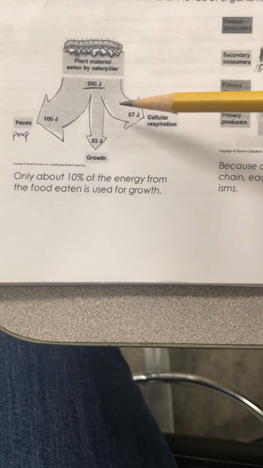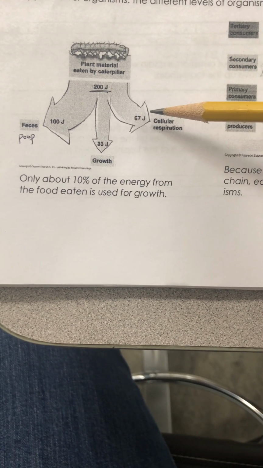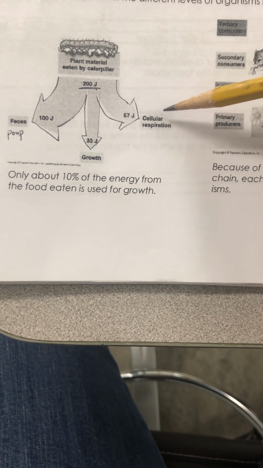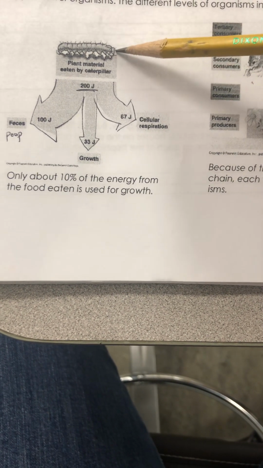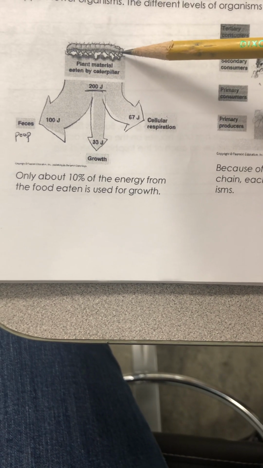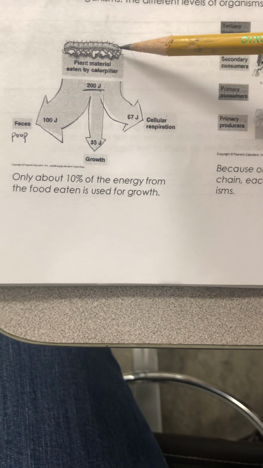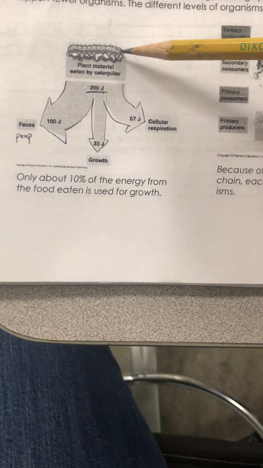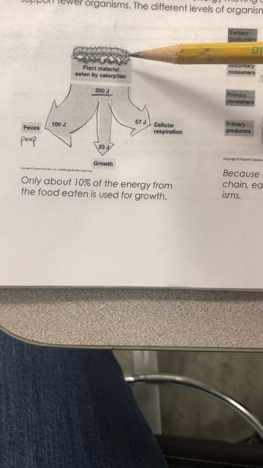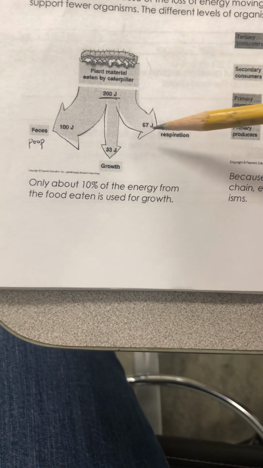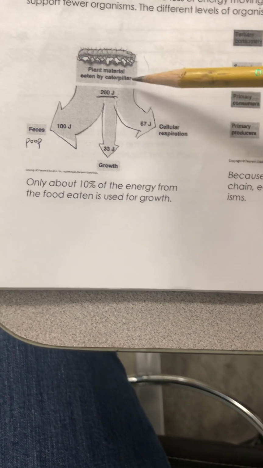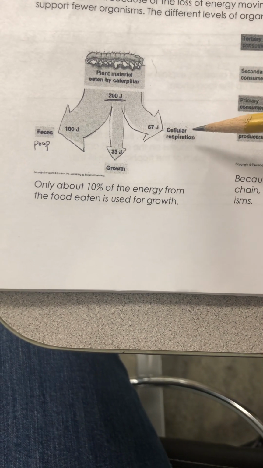The other number we want to look at is 67 joules of energy are spent on cellular respiration. Cellular respiration means this little guy's body took in that food, used it, got it into the mitochondria, did cellular respiration, and made ATP. That ATP then allowed the cells to do work, and that work was transferred into waste. So we're going to see heat here. That work turns into released heat.